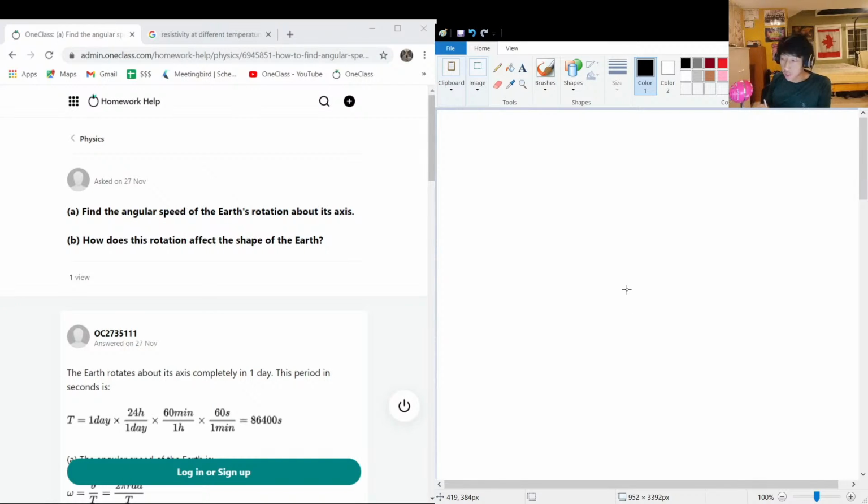Okay, so the next question we got on the menu today is asking us, find the angular speed of Earth's rotation about the axis, and how does this rotation shape the Earth? Let's first talk about part A. It's asking for the angular speed of Earth's rotation about the axis. So let's talk about angular speed.